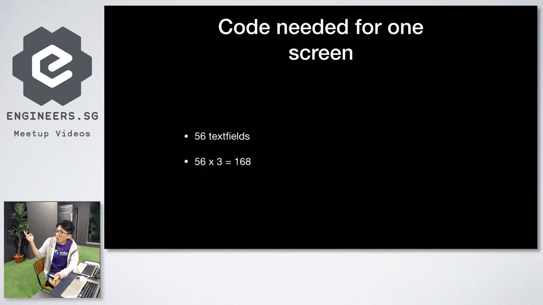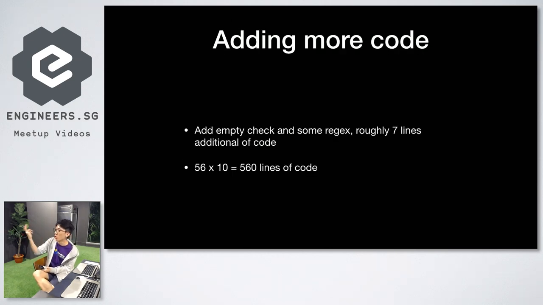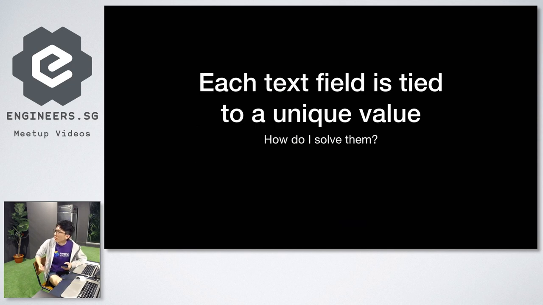And just now, it contained 56 text fields just for one view. If you add the three lines of code, it's gonna be 168, right? And if you want to add more code, let's say you want to have empty check or regex, it's roughly 7 lines addition of code. So now you have 560 lines of code just for that view. So each text field is tied to a unique value. How do I solve them?